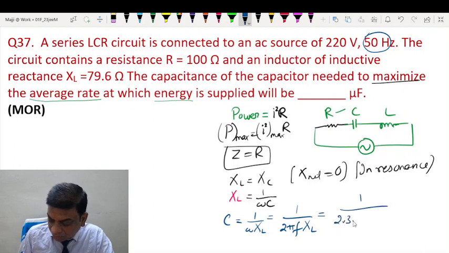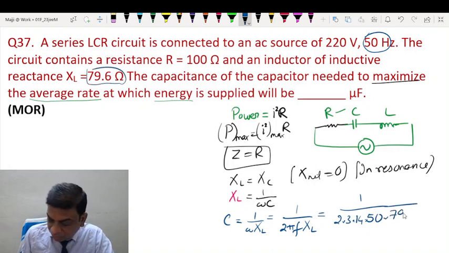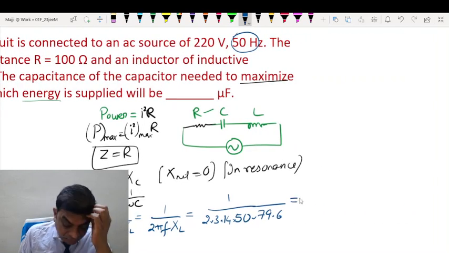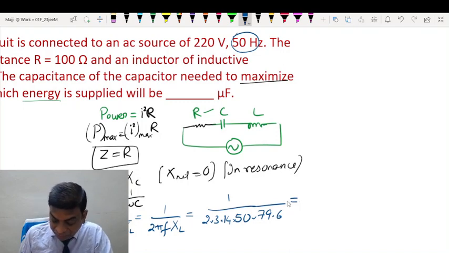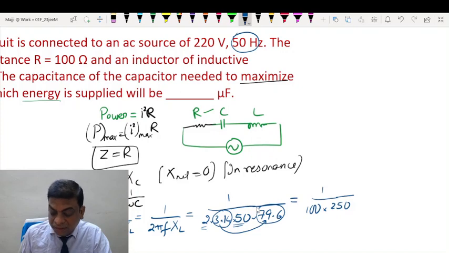So 2 into pi into frequency, which is 50 hertz, and XL is 79.6 ohm. We have substituted everything in SI unit, so we can expect the answer also in SI unit. So 2 into 50 is 100. Now 3 into 8 is approximately 24. So this will actually be 250. If you calculate 3.14 into 79.6, it is somewhere close to 250.